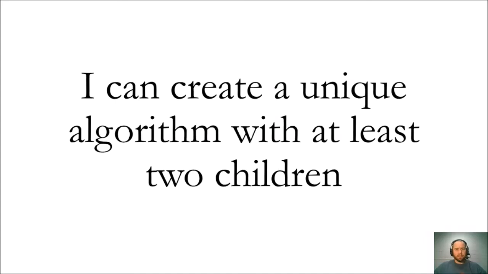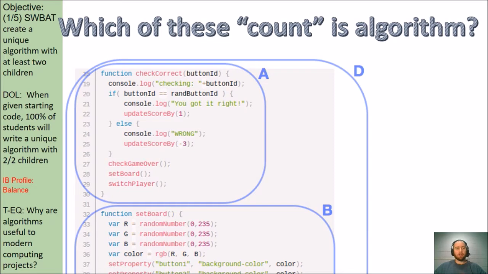The objective today is to create a unique algorithm with at least 2 children. So let's start off by looking at this. Which of these count as an algorithm? So your first option here is A. It says function, check correct. You may recognize this code because we've already created this app before.